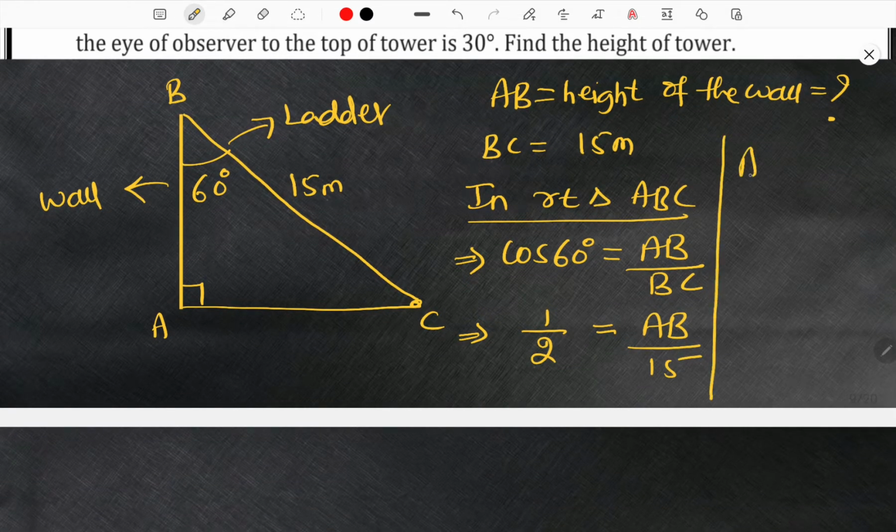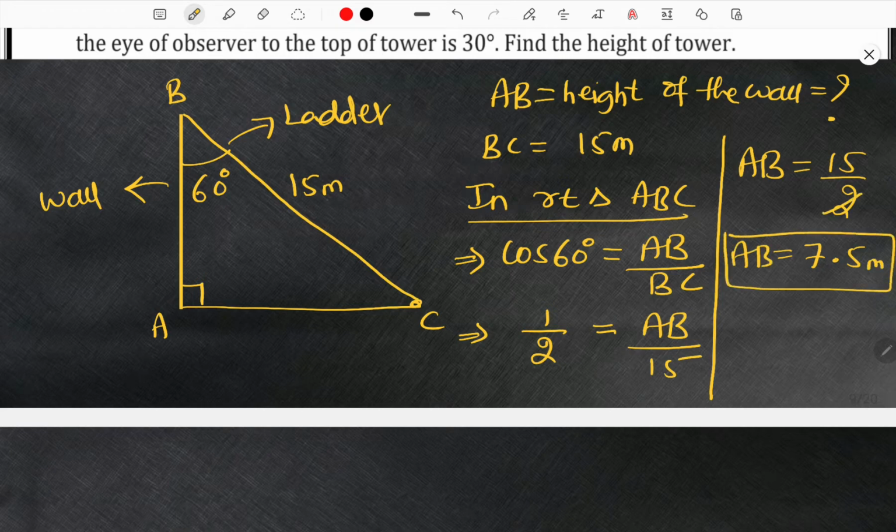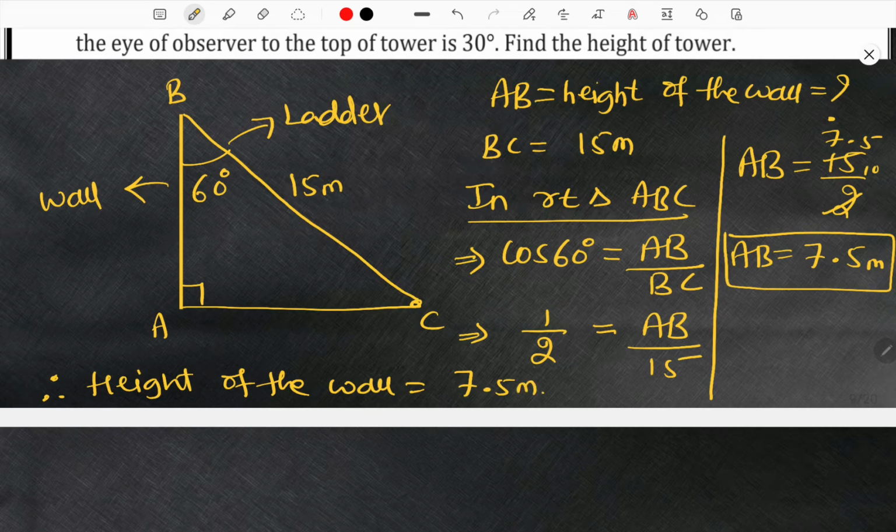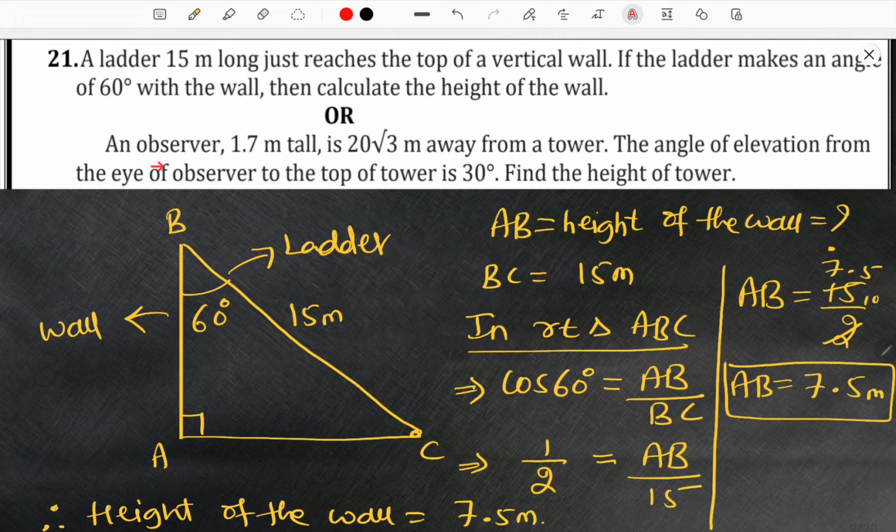Let us keep AB here only. So AB is equal to, it becomes 15 by 2. AB I am keeping here only, 15 I am taking that side. So 15 by 2 means it becomes 7.5 meter. So height of the wall, AB, is equal to 7.5 meter. 2 ones are 2, 2 sevens are 14, 1 is a carry, and 5. Therefore height of the wall is equal to 7.5 meter. Very simple question. Now coming to the second question.